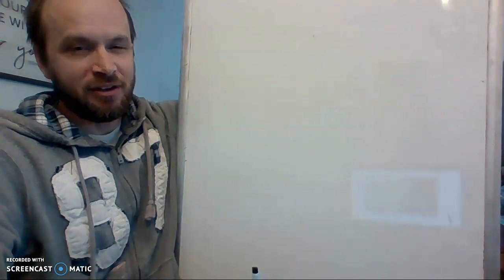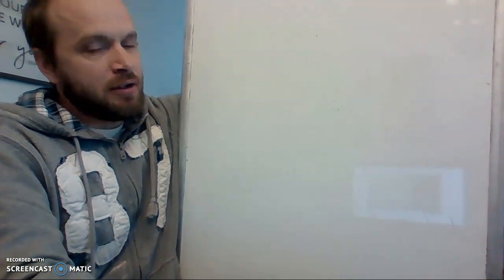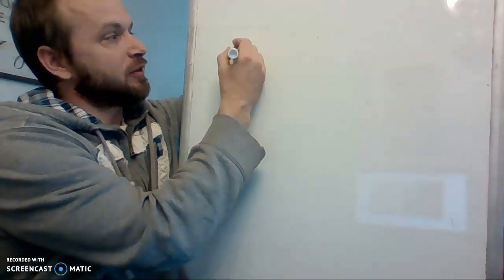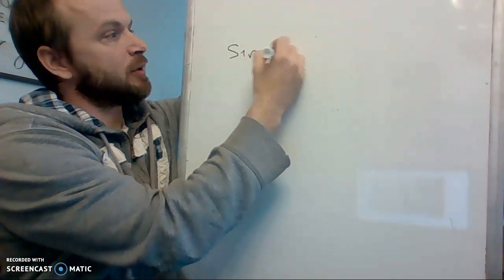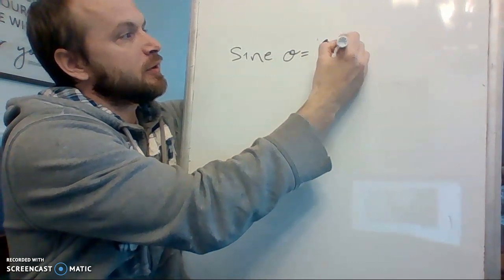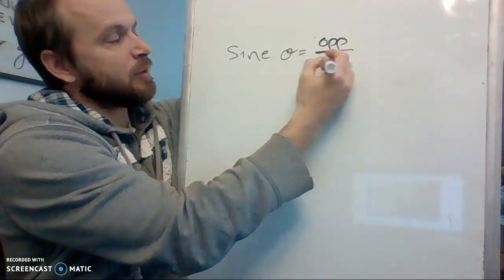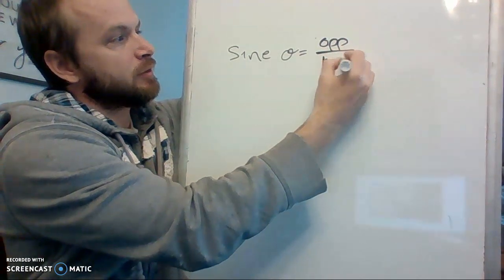Hi, welcome back, guys. I just want to give you a little bit more help on the SOHCAHTOA stuff in case you needed it. I ended with saying that the sine of some angle is defined as the opposite side from that angle over the hypotenuse.